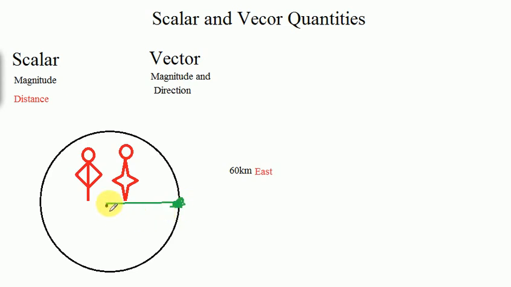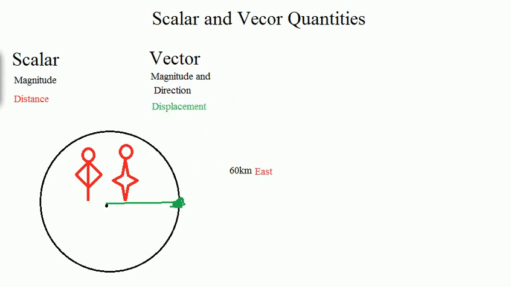So what happened? You moved from this point to this point. So what exactly did you do? You covered a distance of 60 kilometers, a magnitude of 60, and in which direction? In the east direction, right? So you moved from this point to this point, and displacement has happened. To represent the displacement, what do you need? A distance of 60 kilometers, that is the magnitude, and the direction east. So you require magnitude as well as direction, right? That's why displacement is a vector quantity.